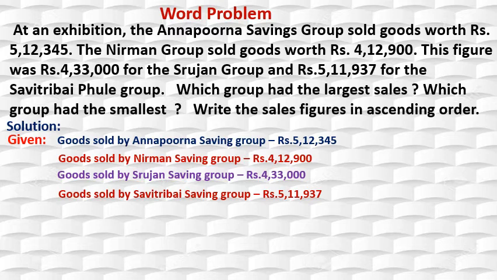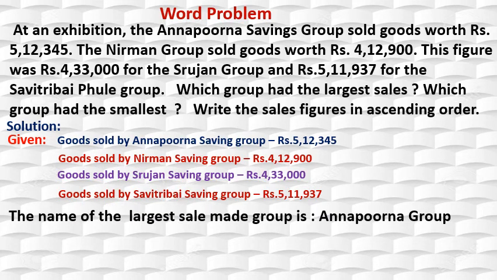First question is which group had the largest sale? Largest sale means we have to compare the sales figures here. Now see 5,12,000, second 4,12,000, third 4,33,000, last one is 5,11,000. Yes, means the first one. Correct. The Annapurna Saving Group made the largest sale because it is 5,12,345. Correct?